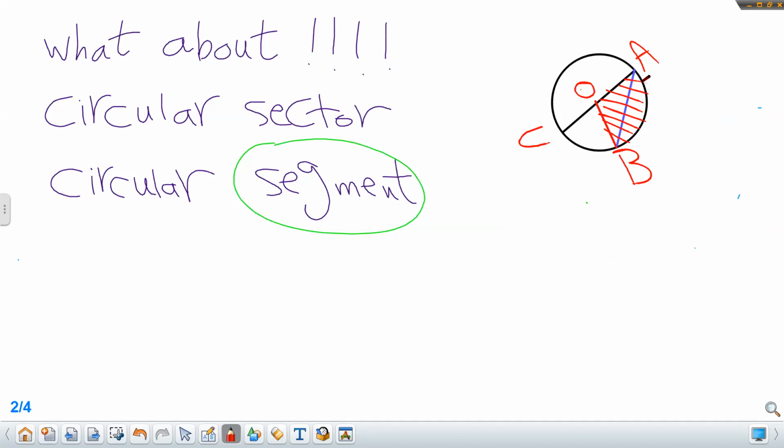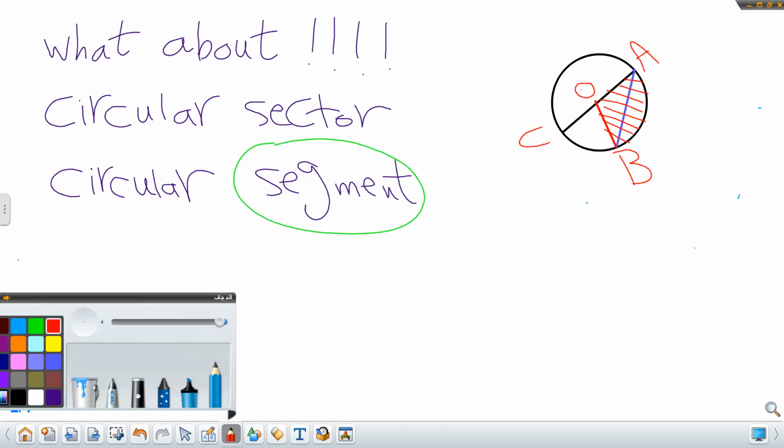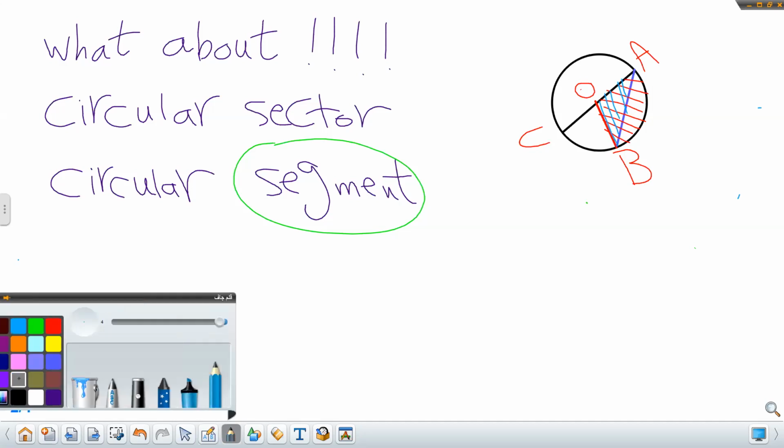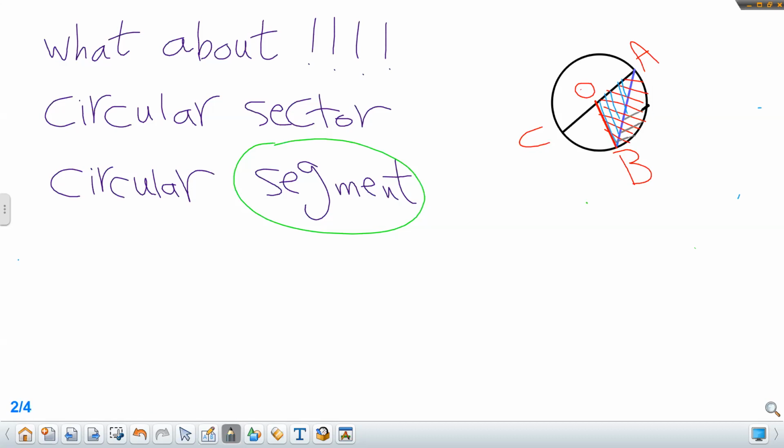But now we can divide this sector into two parts. The first part is triangle AOB. Okay, this one. You can see that. This triangle AOB and the circular segment, which is this part. So we can say circular sector equals what? Equals triangle plus segment. Yes, good.